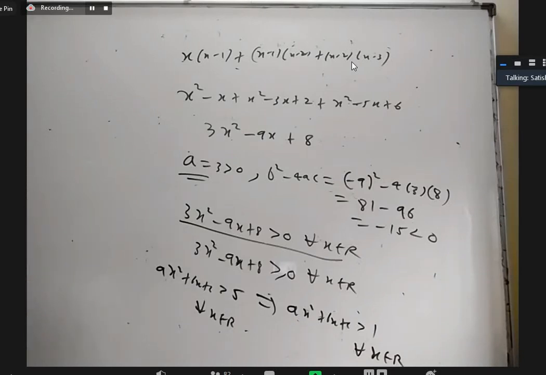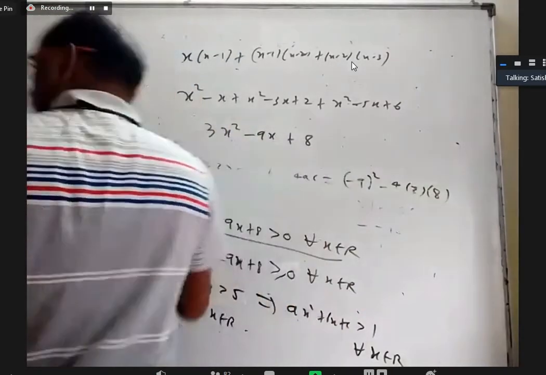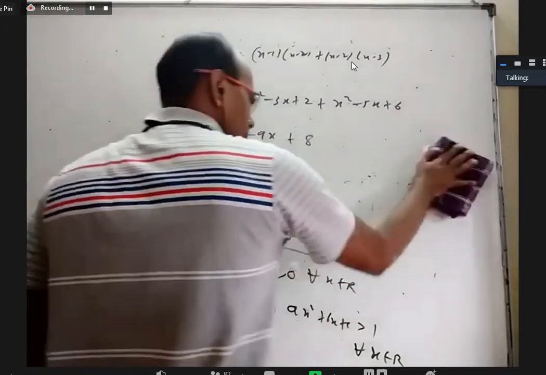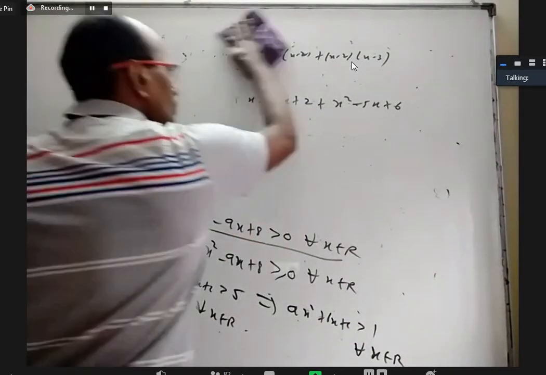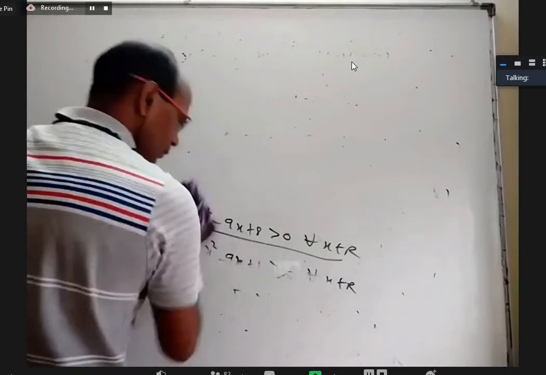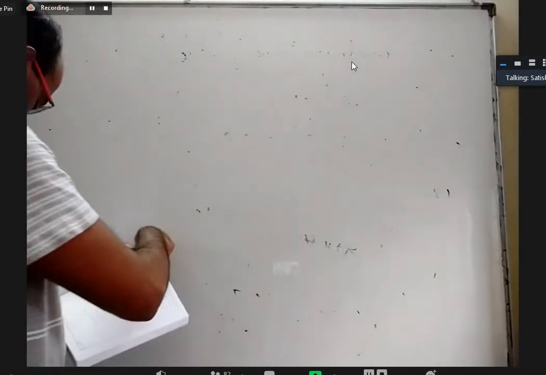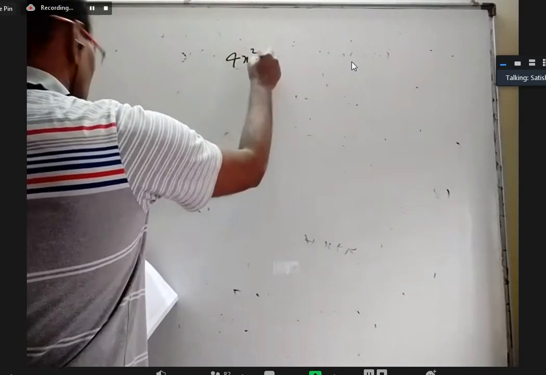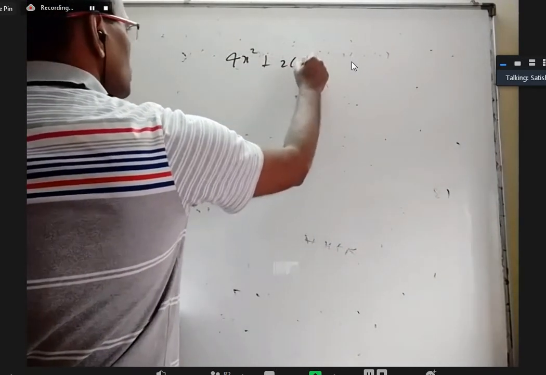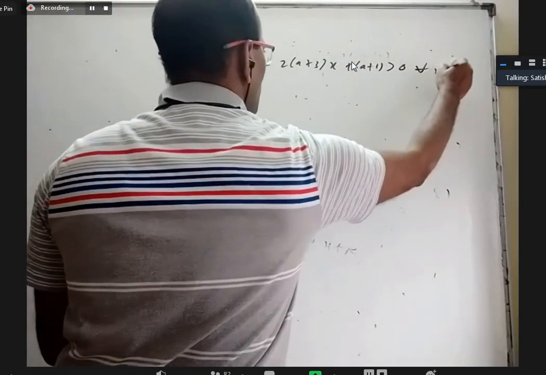Exercise 3. In that section 3, there are 10 questions with subparts. Any other doubt? Question 4, sir. Question 4 itself. Okay, 4x square plus 2 into a plus 3 into x plus a plus 1 should be greater than 0 for all x belongs to R.